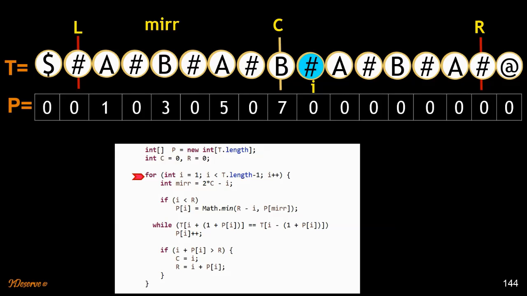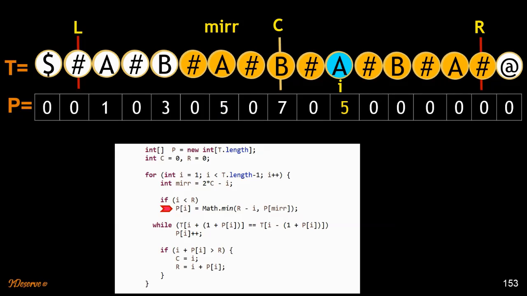Next center into consideration is here, mirror is here. We copy the mirror length, which is 0. We try to expand, mismatch, so we don't increase the palindrome length. It doesn't expand beyond R, so we don't move the center. We move I ahead, and mirror is here. We copy the mirror length, which is 5.